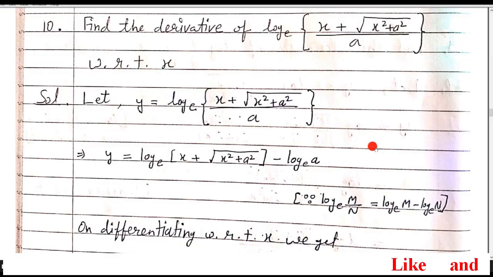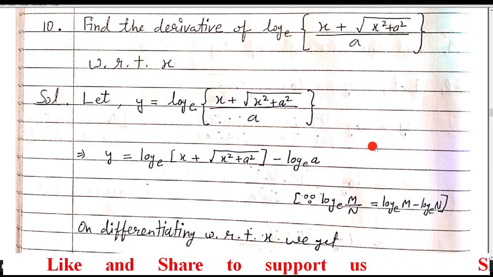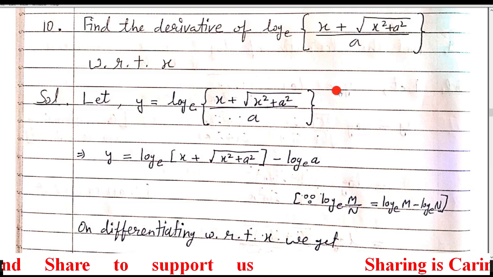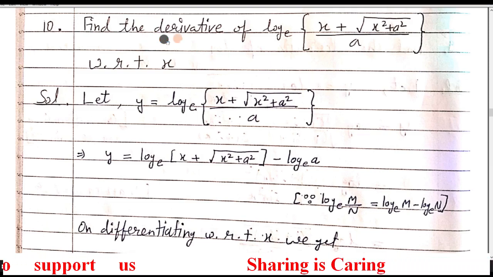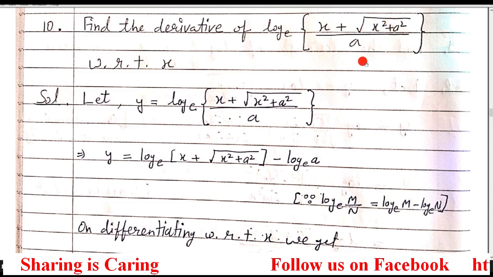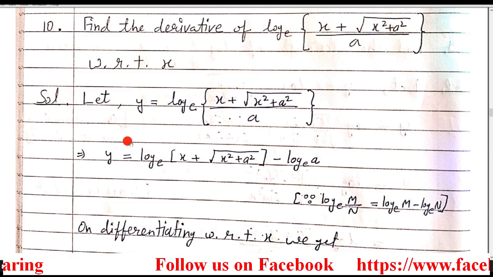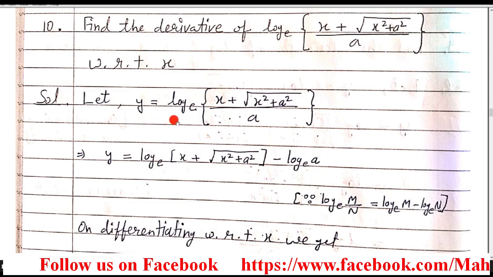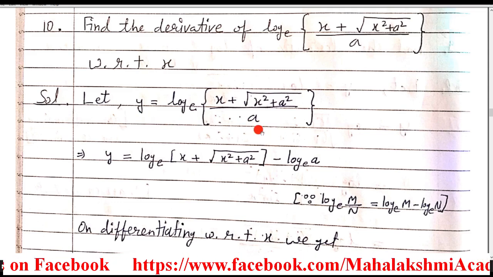Hello everyone, I am going to explain question number 10 and question number 11 of exercise 7.1 of class 12th. Question 10 is: find the derivative of log of (x plus root x square plus a square) upon a with respect to x. So first we will assume it as y. Then before differentiating it, we will simplify it.